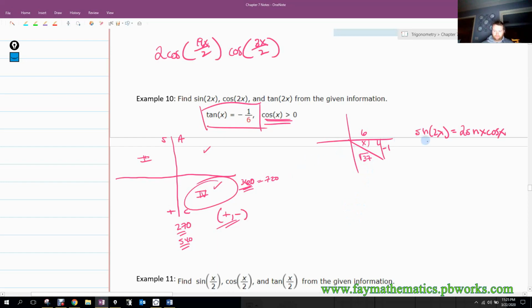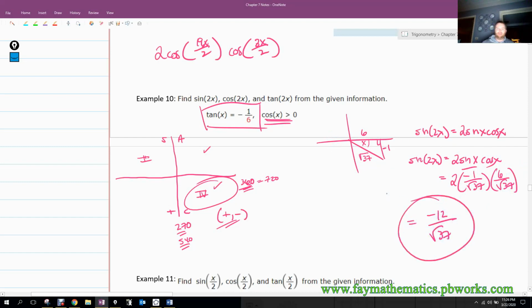So now we should know that the sine of 2x is equal to 2 sine of x cosine of x. But let's look at sine of x real quick. Right here, sine of x would be negative 1 over root 37. Cosine would be 6 over root 37. This is going to be negative 12 over root 37 as my final answer.